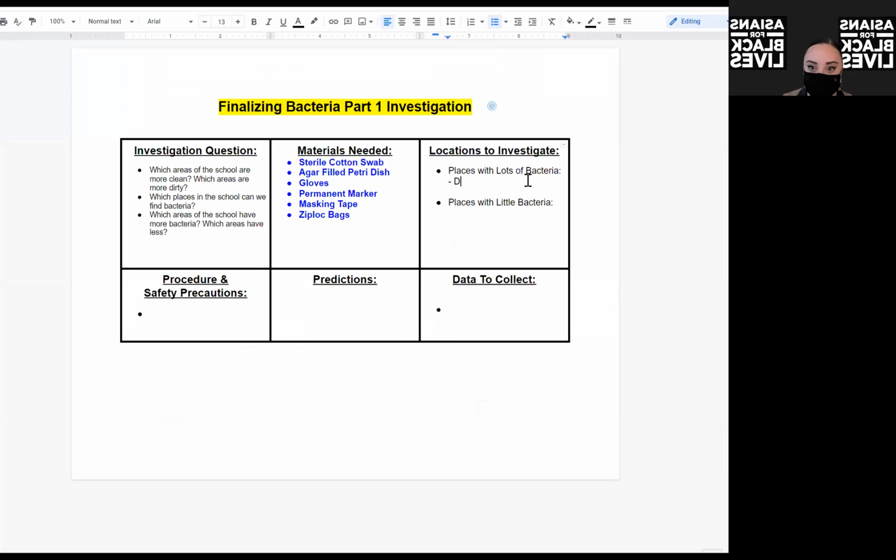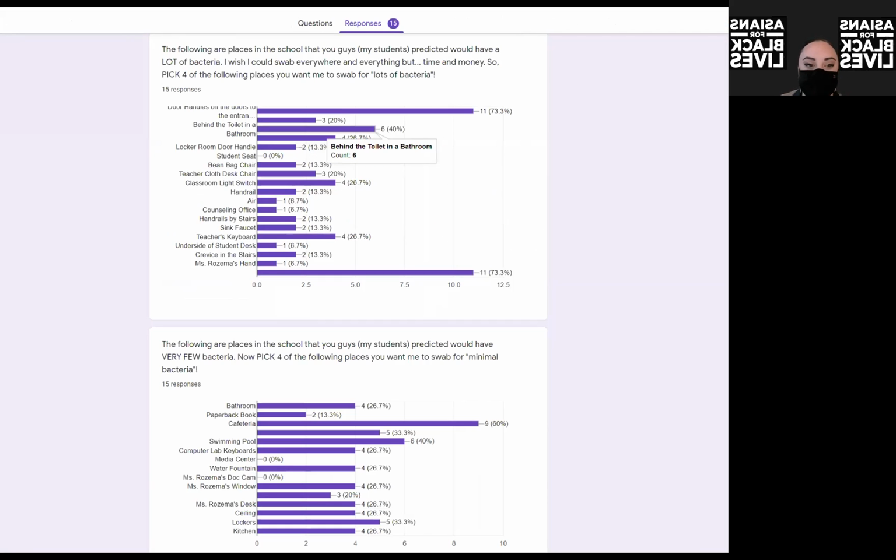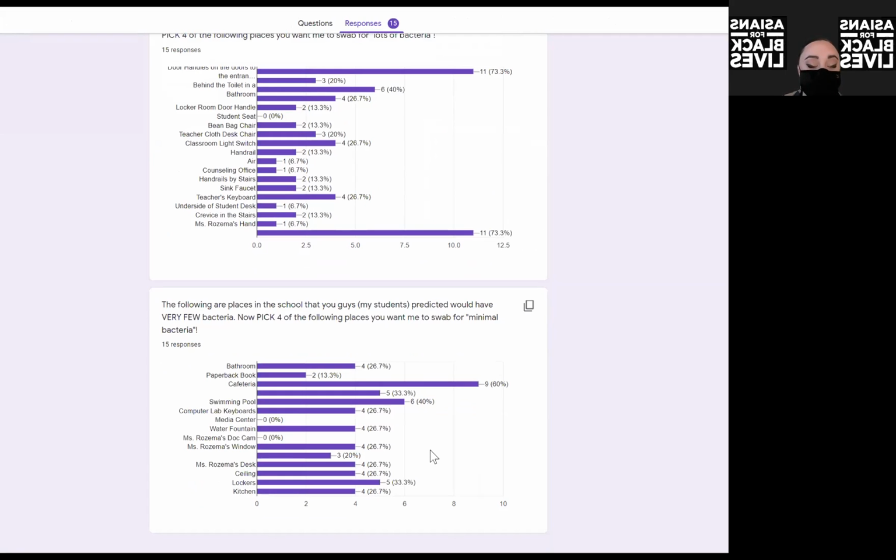So we're going to swab the door handle to the entrance of the building, Miss Rosema's hand, disrespectful, behind the toilet in the bathroom, and a light switch. And I'm going to find one in a hall somewhere that gets used a lot. Then we're going to swab places that we are assuming are not going to have as much bacteria.